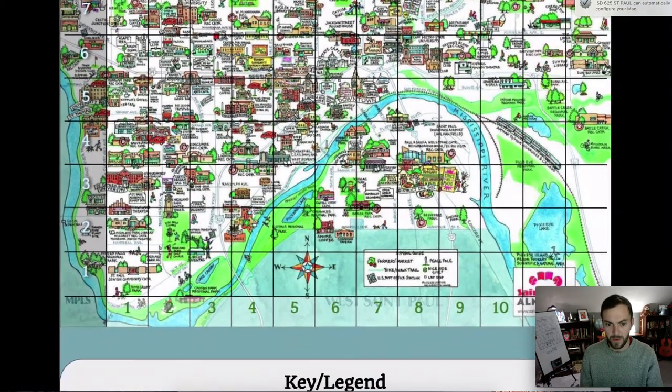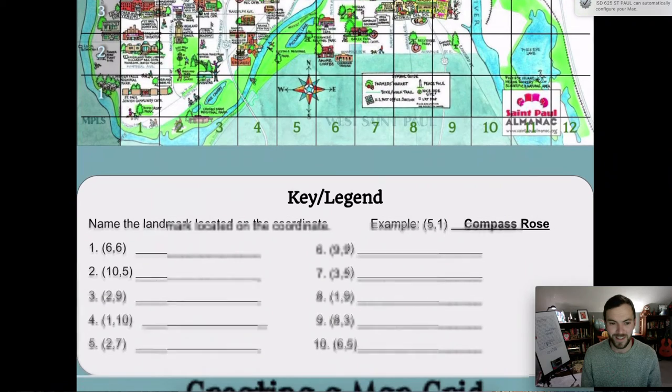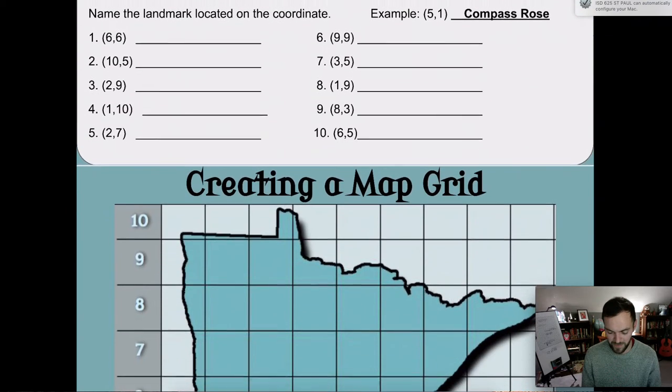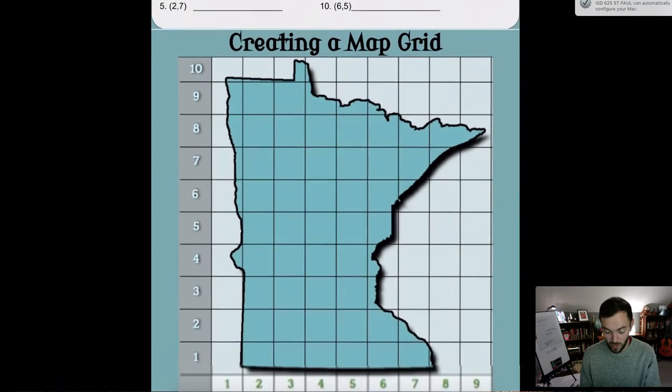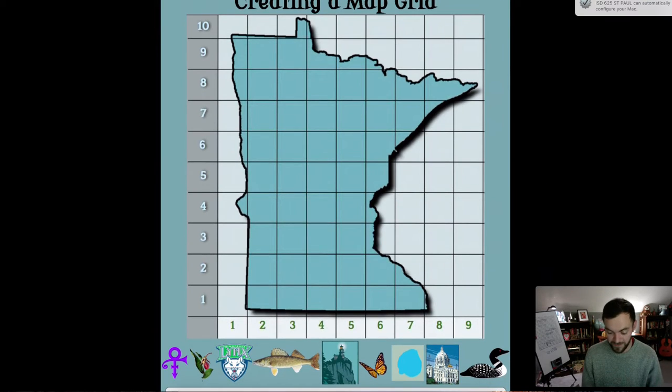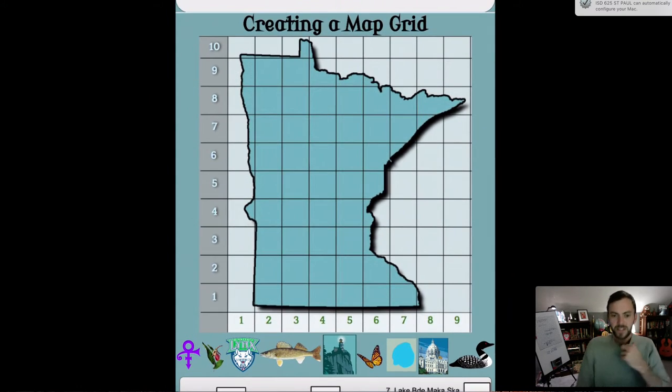And a couple more things for you to practice this week as well. There's that space there where you'll write down what you saw at that coordinate, what landmark was there. This work is really cool. For this work, you're going to create your own map grid. I've collected some symbols here of things that are sort of significant and important to Minnesota and Minnesota history.